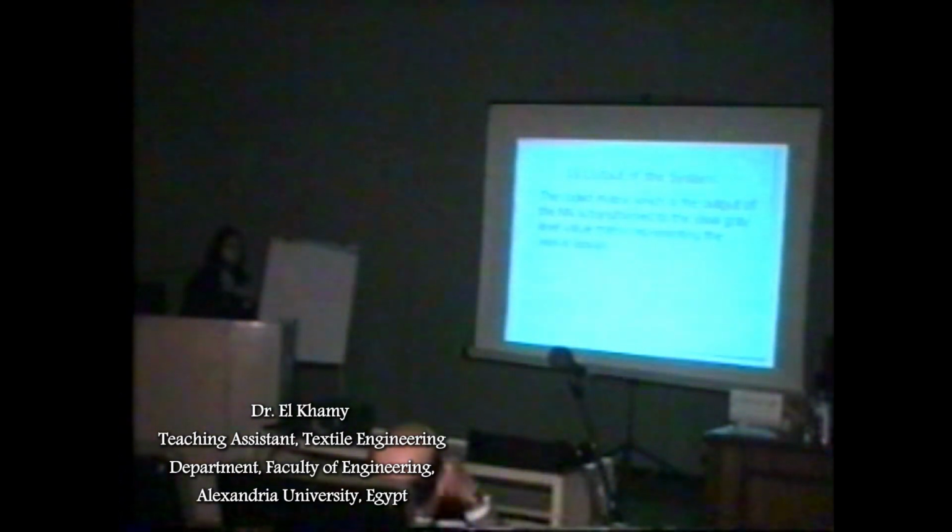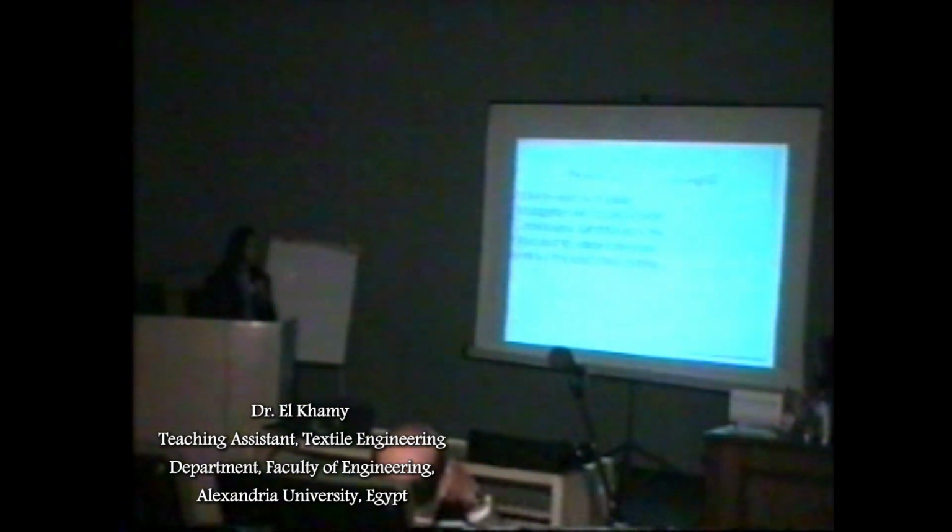Now the output of the system is that we take the coded image that we had previously mentioned, and this coded matrix is transformed to the ideal gray level matrix, which we had produced before. This is the output of the system, which is then presented to the electronic dobby for weaving, or it could be presented to a CAD system for fabric simulation.